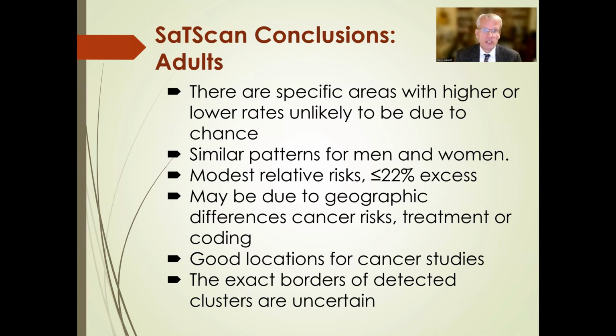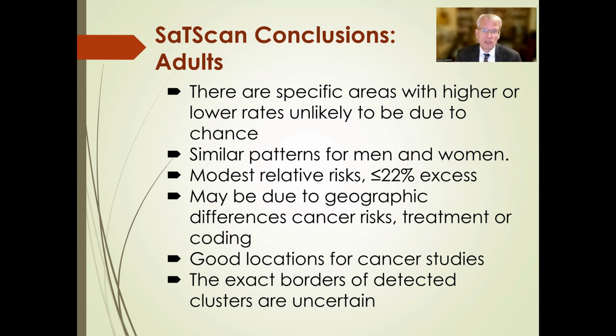So the conclusion here is that for adults, there are specific areas with higher or lower rates of brain cancer mortality that are unlikely to be due to chance. And we have similar patterns for men and women, even though these are independent analyses because no case is in both of those two analyses. The excess risk is very modest, typically less than 20%. There was one that was 22.